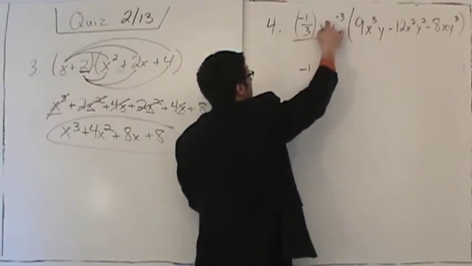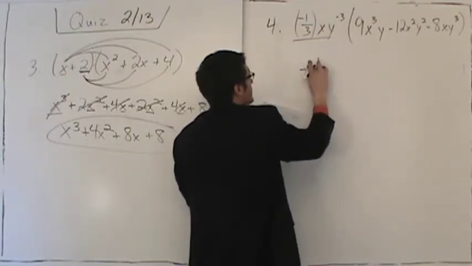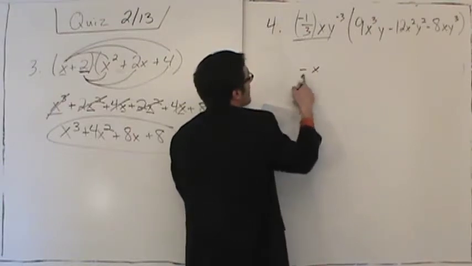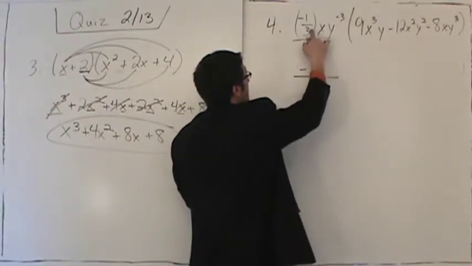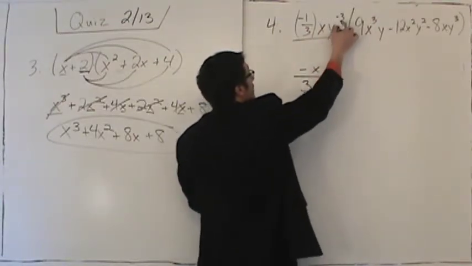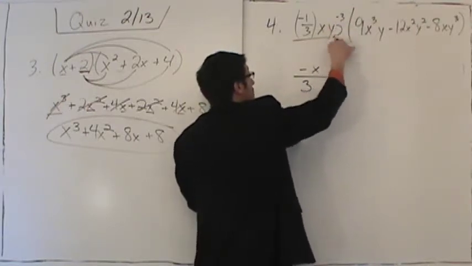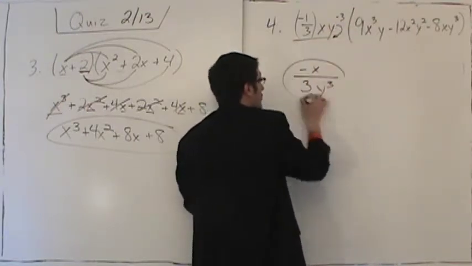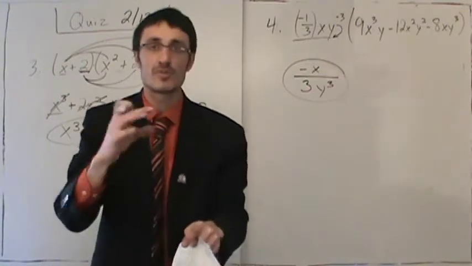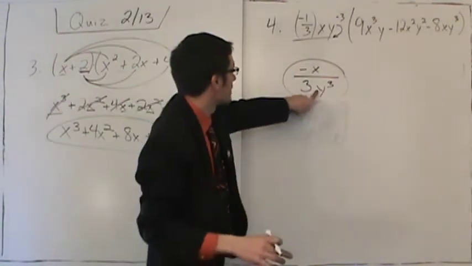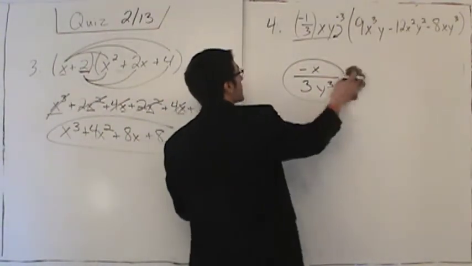What else is on top? X has a positive exponent, so we have negative 1x, which is written as what? Negative x on top over what's on the bottom? A 3 on the bottom, and what else? The y to the negative 3rd moves to the bottom, becomes y to the positive 3rd. You're looking at a rational expression because you have variables where? Variables in the denominator. So this is a rational expression.